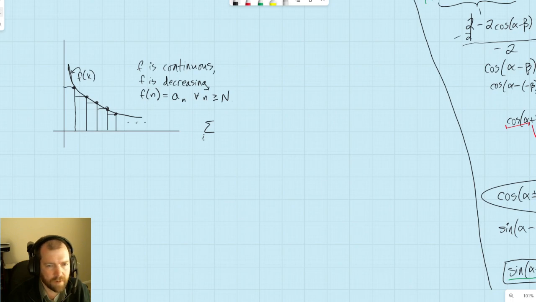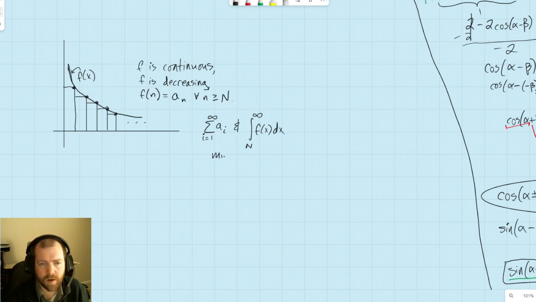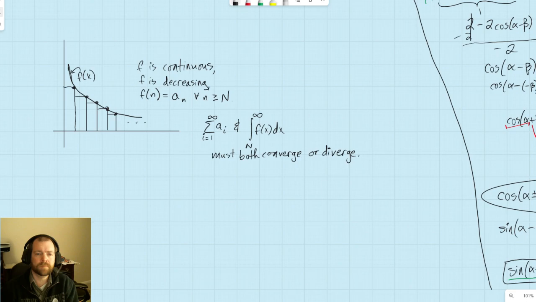If those conditions are met, then the integral, which starts at n and goes to infinity, of f of x dx, the continuous function, must also either converge or diverge. Right, must both either converge or diverge.